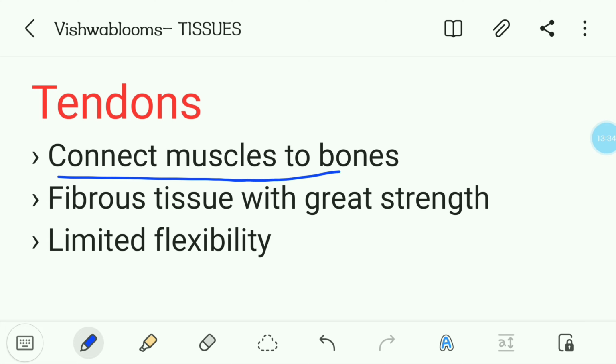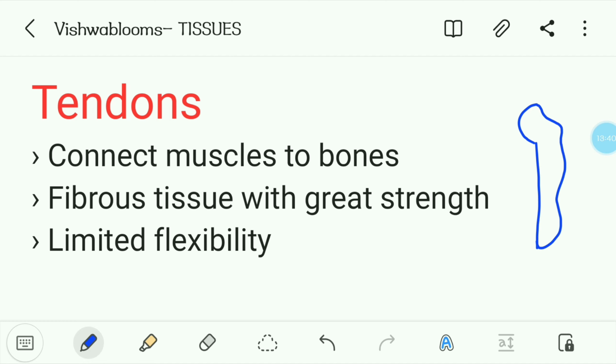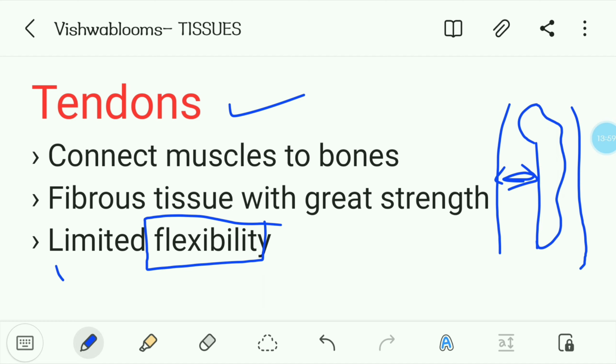now tendons. These tendons are the ones which connect muscles to bones. So now you have bones. On top of that you have muscle, right, which you are able to feel. That connection is done by tendons. Okay, and it is a fibrous tissue which has great strength. Okay, you cannot pluck it off, right? It has great strength, and it is flexible, but limited flexibility is there.